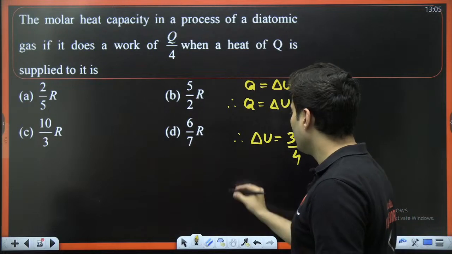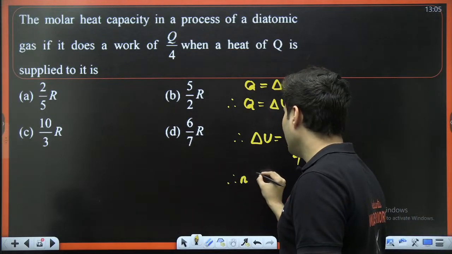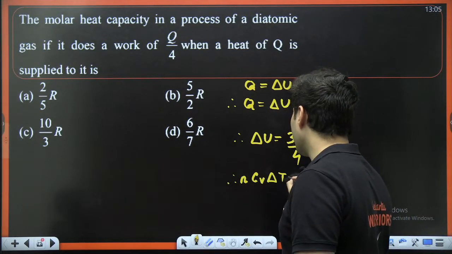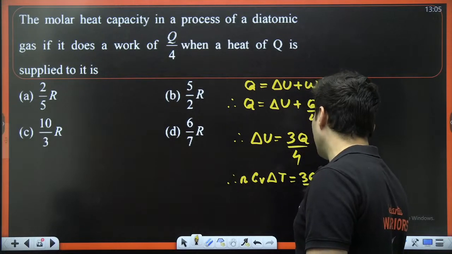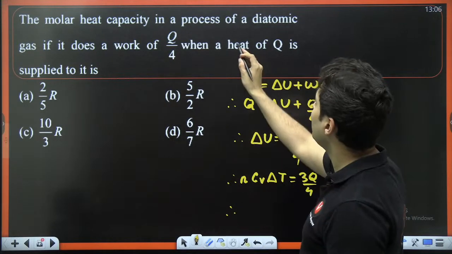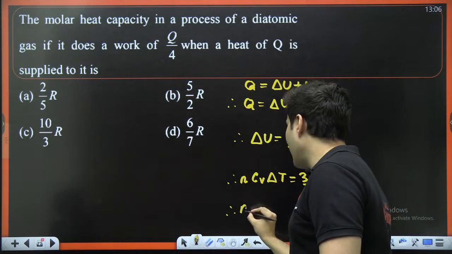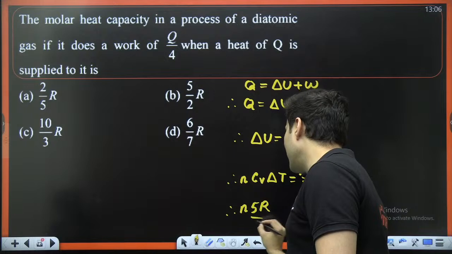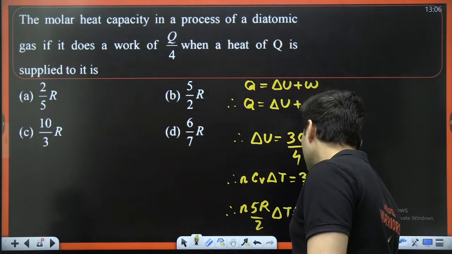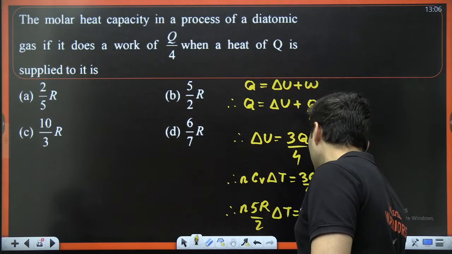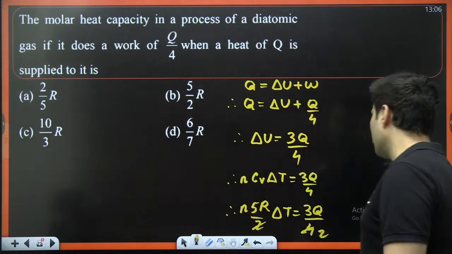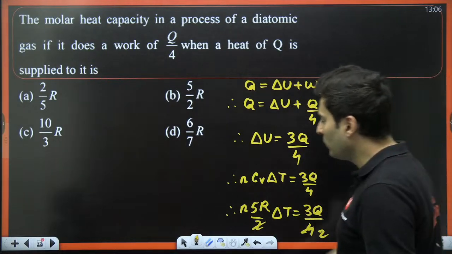Now delta U, we all know, is N Cv delta T. This is 3Q by 4. But this is a diatomic gas, Cv is 5R by 2. So it will be N into 5R by 2 into delta T is equal to 3Q by 4. This 2 cancels over here. This will become 2. Now what do I do next?